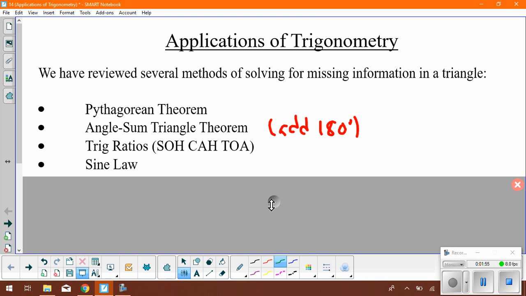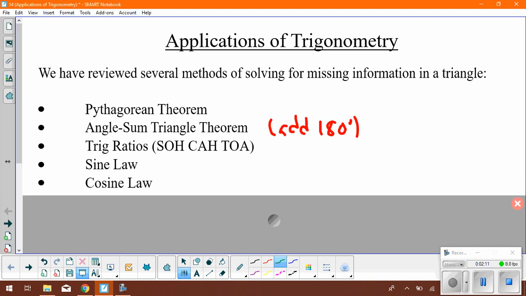We spent a couple days on sine law, right? We reviewed the sine law, and then we talked about the ambiguous case, that there are some situations where sine law gives more than one answer, and you might have to consider checking more than one answer. And finally we reviewed the cosine law and how to solve for sides and angles with that.